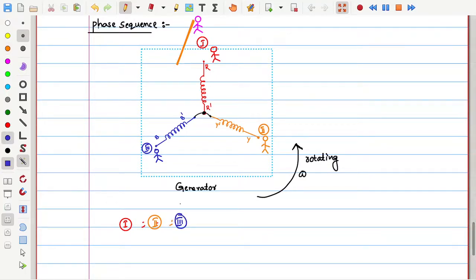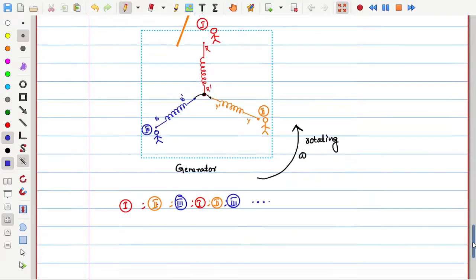Then after third, who will come again? If this rotation continues, just think that again the first person will come. And if it continues, then the second person, then again the third person, and so on. This will keep on continuing. This is what the phase sequence is.